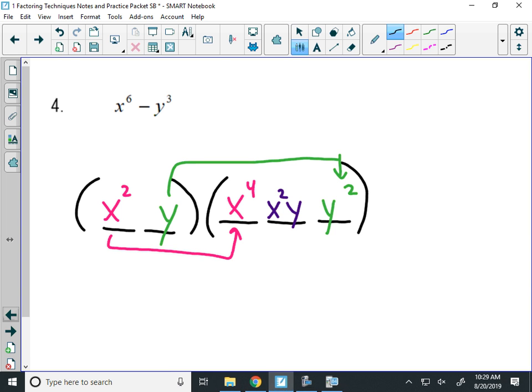Just lots of x's and y's. I want to make sure you were okay with the signs. I start with a negative. Same. Opposite is a plus. And then always positive. Okay. Feel good on that?